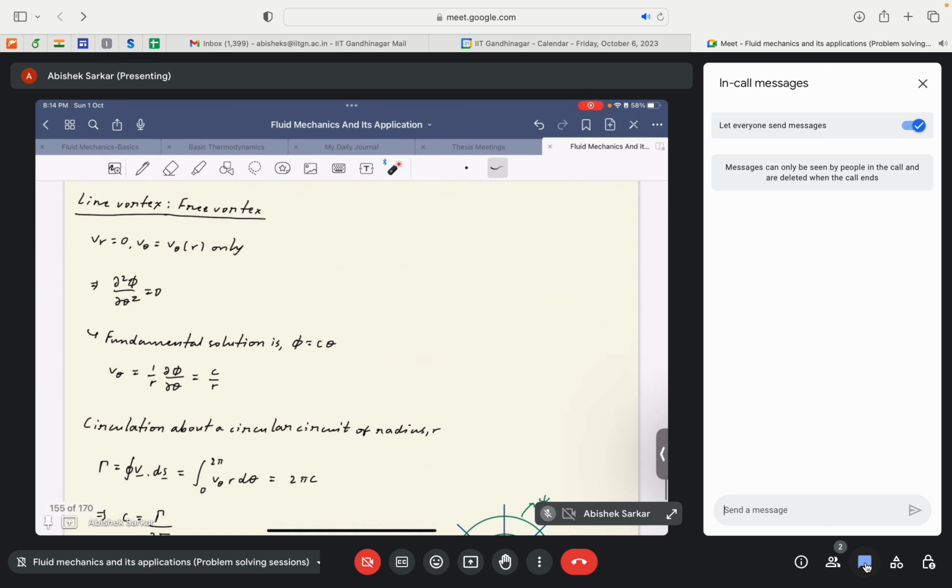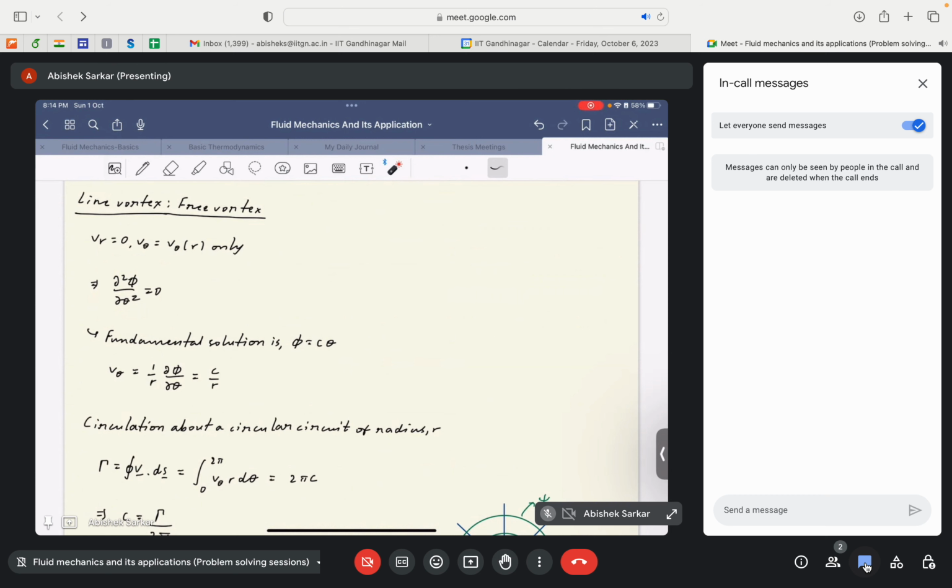Similarly, now we look into the line vortex or free vortex, where the governing equation is again the second derivative of phi with respect to theta, d square phi by d theta square, because here the radial component of the velocity is 0, so any derivative with respect to the radial direction is 0. That's why we are only left with this governing equation, and this is a very simple second order PDE. The solution of this equation will be of the form phi equal to c theta.